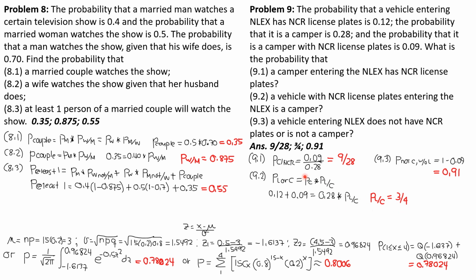Then finally, a vehicle entering NLEX does not have NCR plates or it is not a camper. So it is 1 minus the probability of a camper without license plates. This is the probability that the vehicle is both a camper with license plates. So therefore, it is 1 minus 0.09, 0.91.